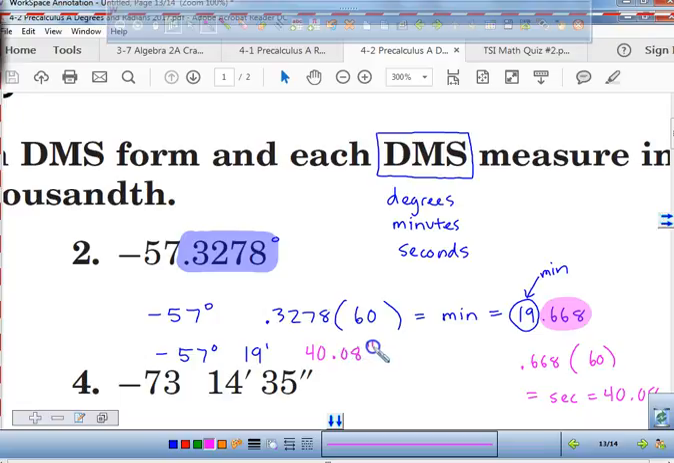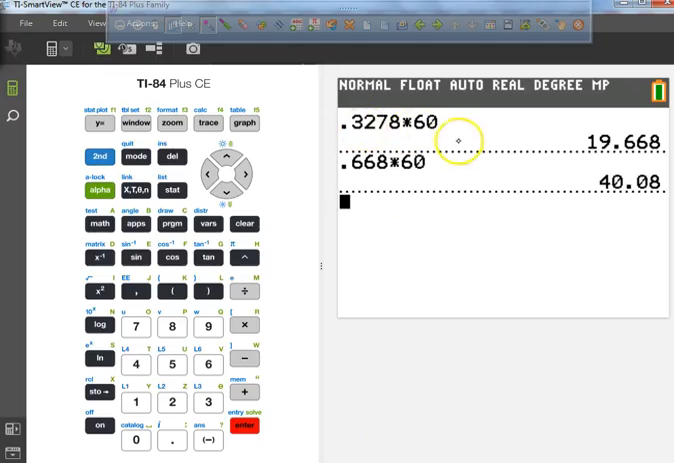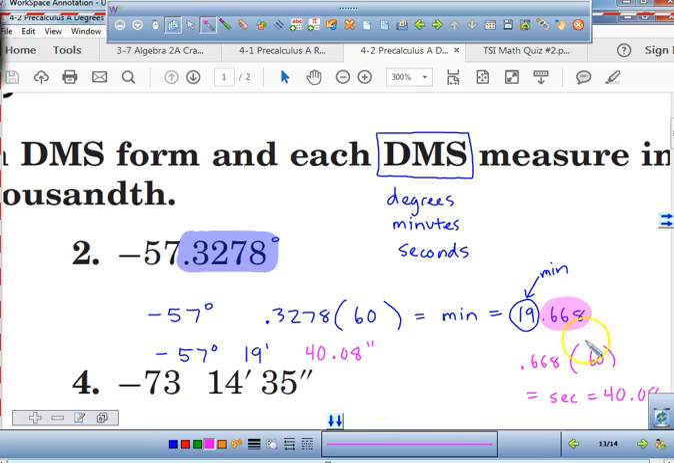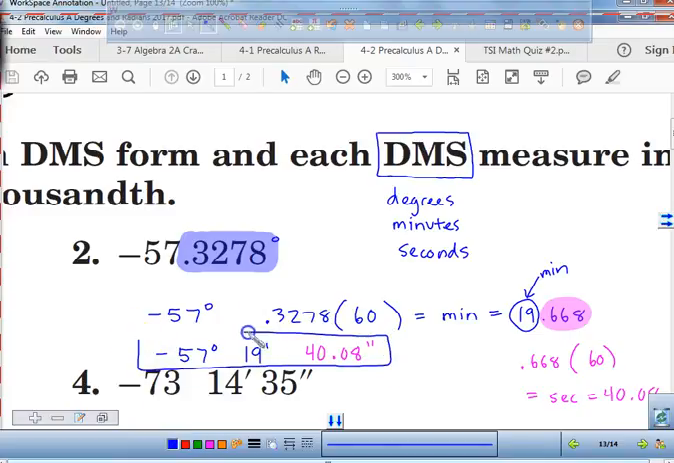So we have 40.08 seconds. So we have a whole number of degrees. We've got negative 57 whole degrees. Then we took 0.3278, multiplied by 60, and we got 19 whole minutes. And then we took this decimal, 0.668, and multiplied it by 60 again, and got 40.08 seconds. This is your final answer for number 2. This is your final answer in degrees, minutes, and seconds. If you would have rounded it to 40.1 seconds, that's okay too.